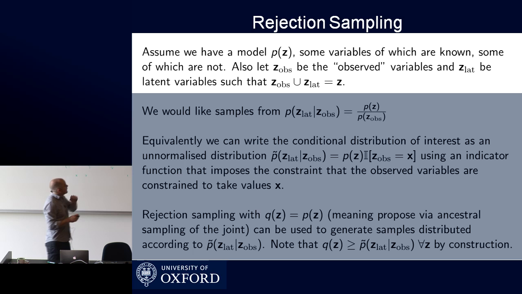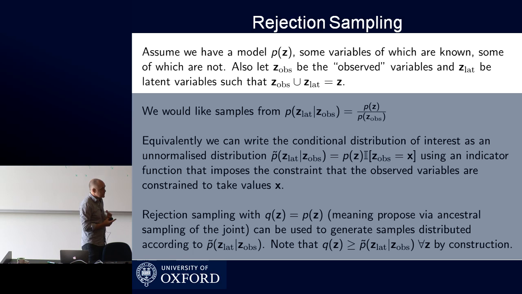So the only twist here, and this is pretty straightforward, is that let's say we have some model P, some variables which are known. So this is some joint distribution, and let's say we have some subset of the joint distribution Z obs. These are observed variables, and let's say that another subset, the union of which is Z, are the latent variables. And what we would like is to get samples from the latents given the observed. Okay? That's, of course, by Bayes' rule, just a joint over the evidence. So we can write out this conditional distribution, the conditional distribution of the latents given the observed, as an unnormalized distribution, by just multiplying an indicator function against the joint distribution that constrains the value of the subset of observed variables to be something here, x.